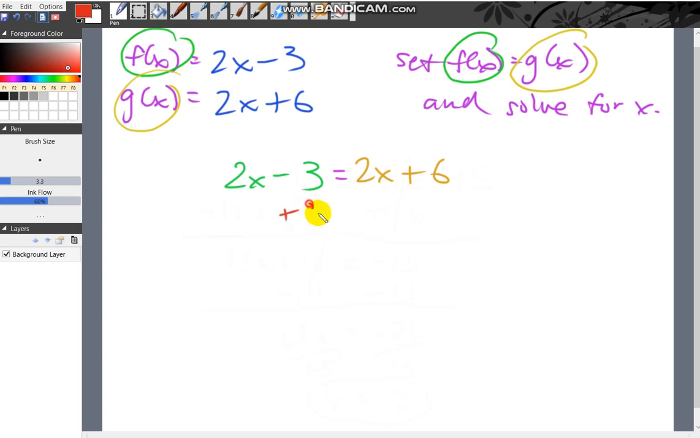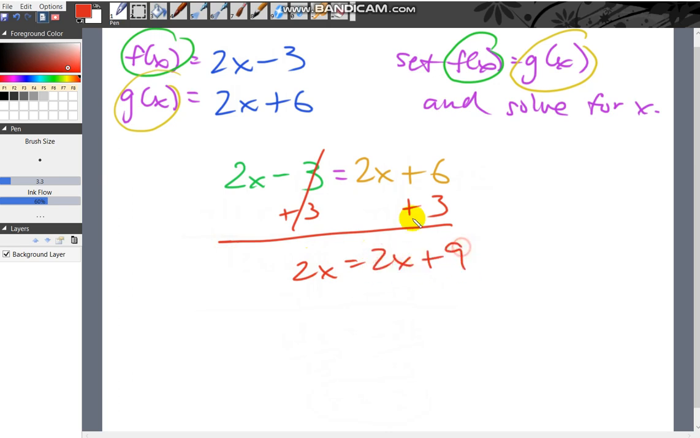Let's see, we add 3 to both sides here. Add 3 to both sides. This cancels. We get 2x equals 2x plus 9. Then we're going to go ahead and subtract 2x on both sides. Something interesting happens here. So this cancels and this cancels. So what's left is we have 0 equals 9.